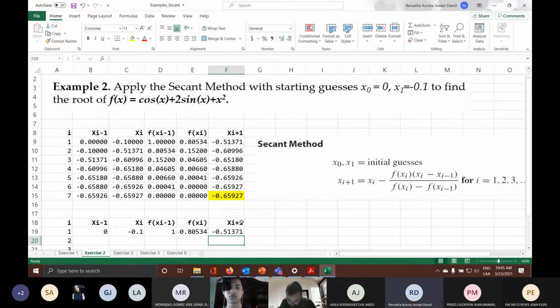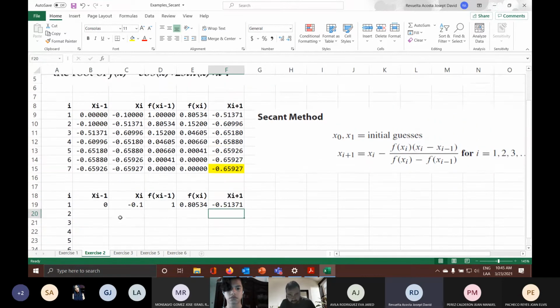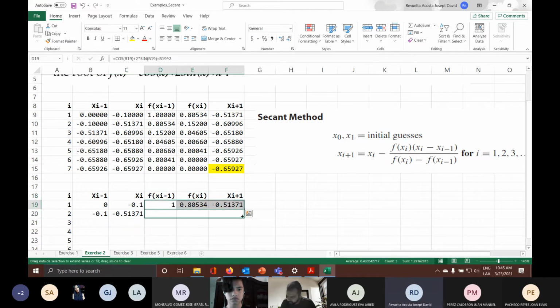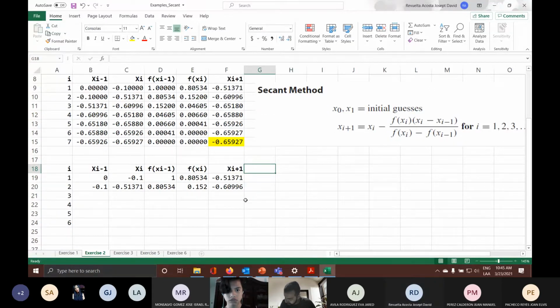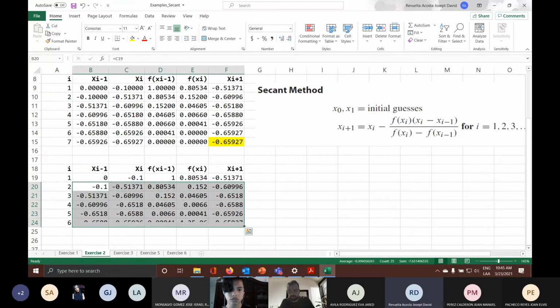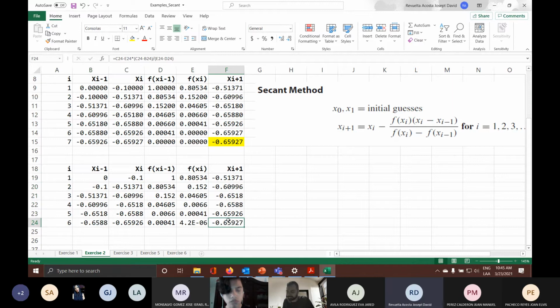But in general, remember that we have to update my equation. Which one is going to be xi minus 1? Xi minus 1 is going to become equal to this one, right? And xi is going to become equal to this one. Then I can do the same for this one. Boom. Then I got the same thing here. And if I do things properly, because this is going to be programmed by Excel, I'm just going to do boom, and then I see that I have my solution.